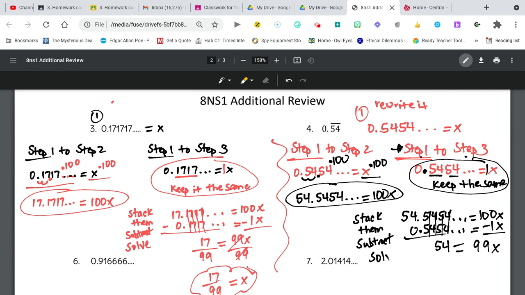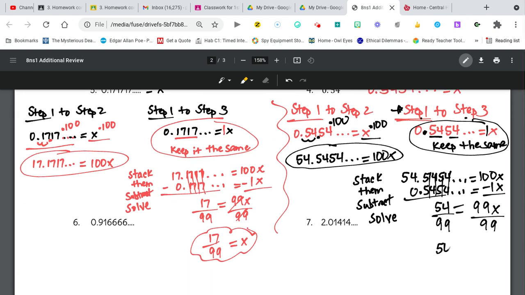And then I'm going to solve, which means you just get x by itself. So divide both sides by 99. So 54 over 99 is already in simplest form. And you just leave it like that, and that's all you do. Now, if you know the shortcut, use it. I taught it yesterday in the video.